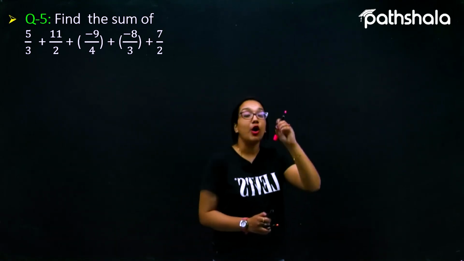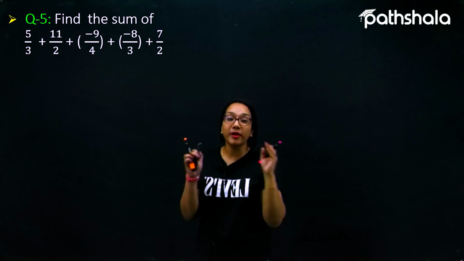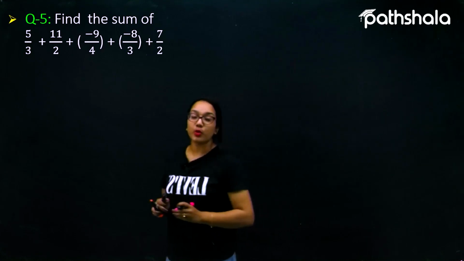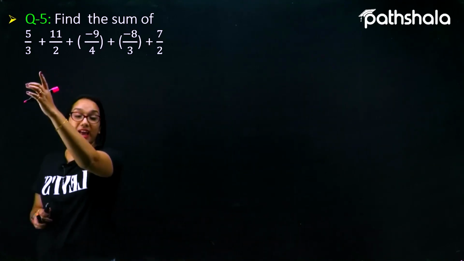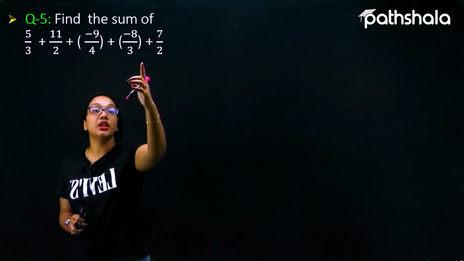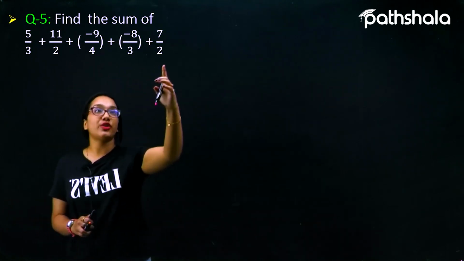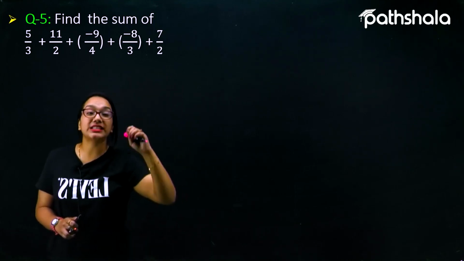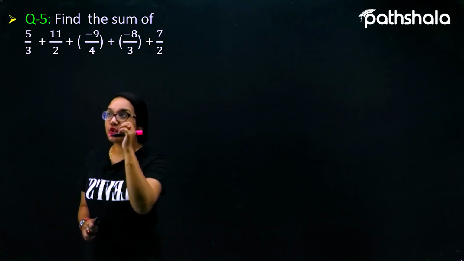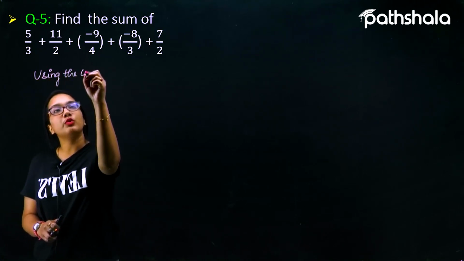But first of all, what we have to do before solving this particular question is take out the common fractions, or the fractions that have something in common with them. Let us suppose I'm talking about the first fraction 5 by 3. I can see clearly that 5 by 3 and minus 8 by 3 have something in common in the denominator, and in the same way the second fraction, 11 by 2, and the last fraction, 7 by 2, have something in common, that is half. So let us suppose I am using the commutative property again over here. So using the commutative property, let's just start the question.